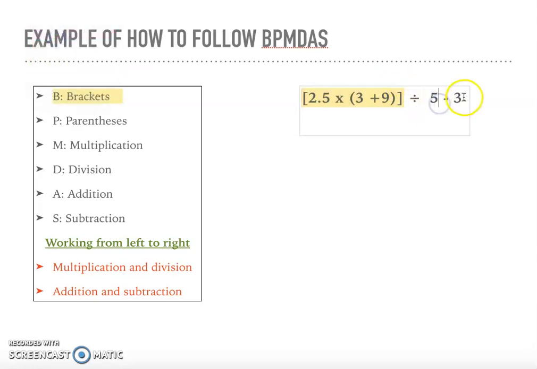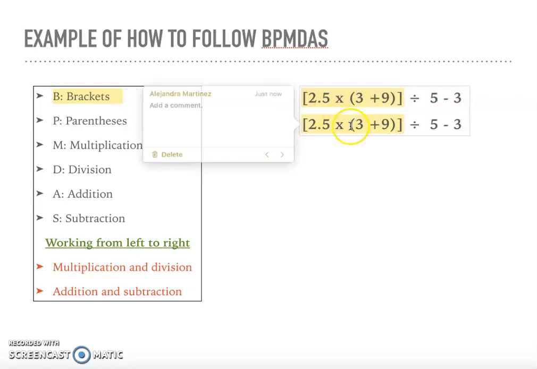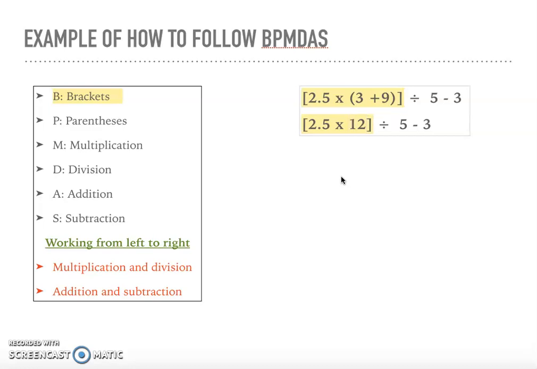So now, inside the brackets, I'm going to work with my parentheses first. The number that my parentheses represents is 3 plus 9, which I know is 12. So I'm replacing my parentheses with the number that represents it, which is 12. And I'm bringing everything else down. Whatever I didn't work on, I'm bringing it back down.